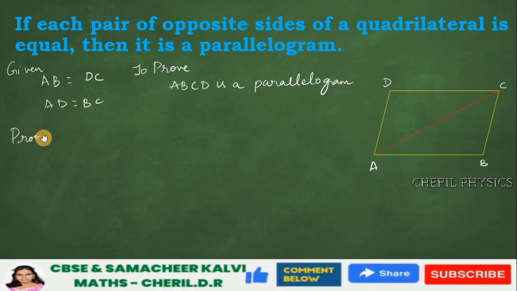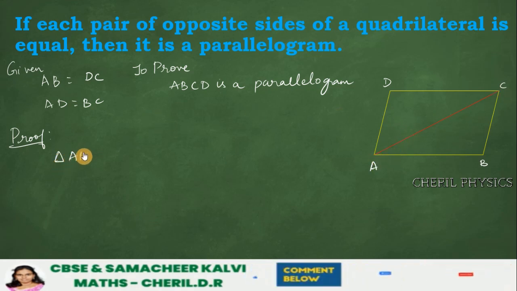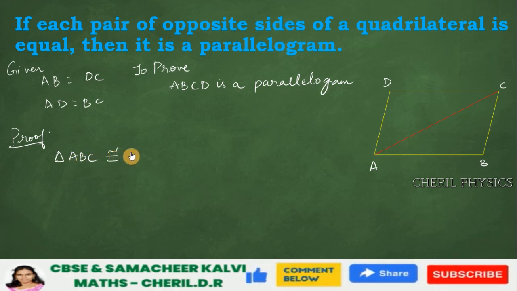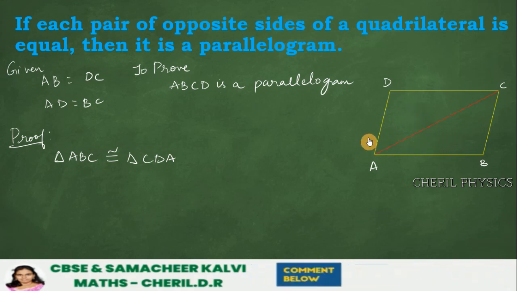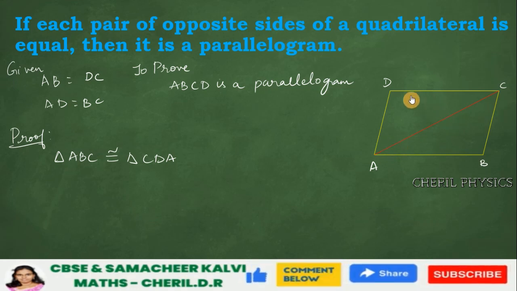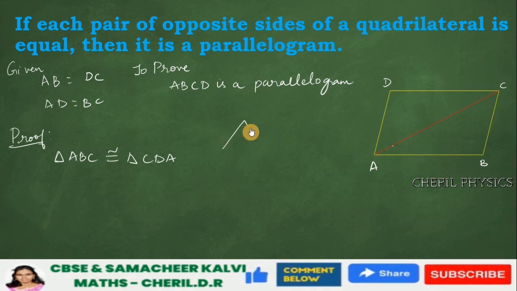For the proof, we already know that if this is equal, then we can talk about the angles. If this is equal, then we can immediately say that AC is common. So we can say triangle ABC is congruent to triangle CDA. If these two triangles are congruent, then we can talk about the angles also. How can we say that?